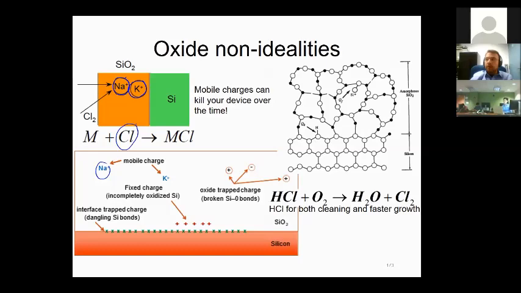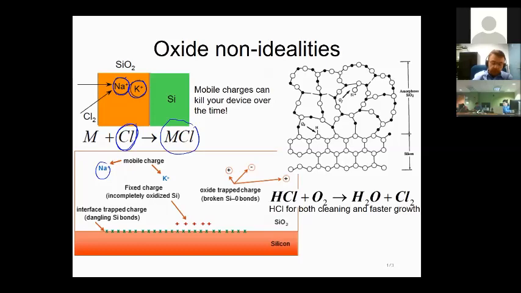Let's say your device might work for a while, but it may really alter the whole performance of your device after a few hours or so. To neutralize them, or to make them immobile so that they won't be under the influence of an electric field and won't be moving around that much, we put in a very reactive gas, HCl. That will neutralize those mobile charges and minimize their influence.